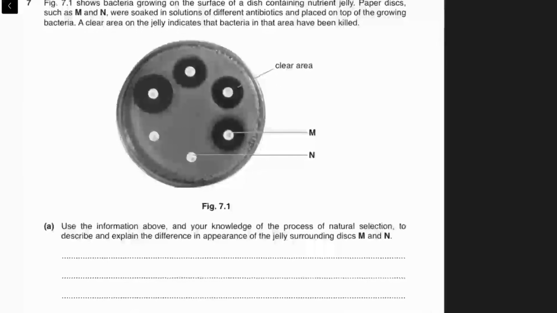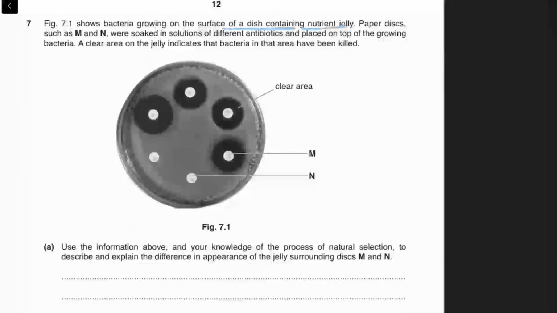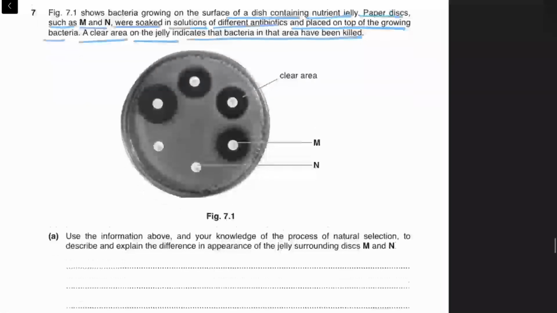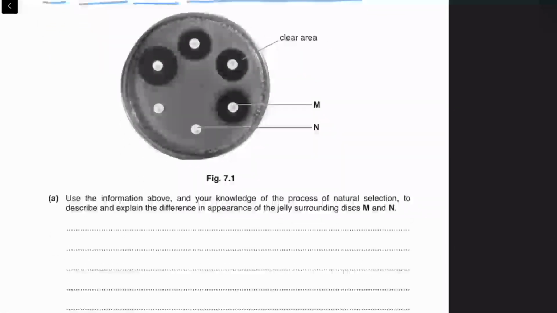Figure 7.1 shows bacteria growing on a surface of a dish containing nutrient jelly. Paper discs such as M and N were soaked in solutions of different antibiotics and placed on top of the growing bacteria. A clear area on the jelly indicates that bacteria in that area have been killed. Use the information above and your knowledge of the process of natural selection to describe and explain the difference in appearance of the jelly surrounding disc M and disc N. How are you going to write this answer? Lovely question.